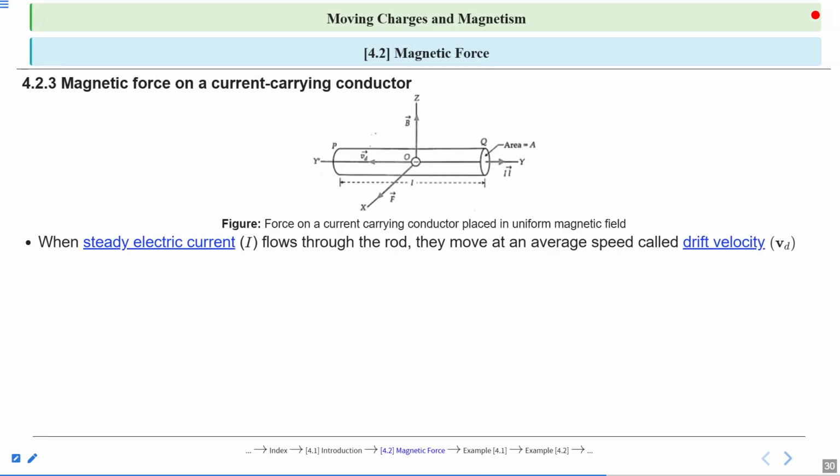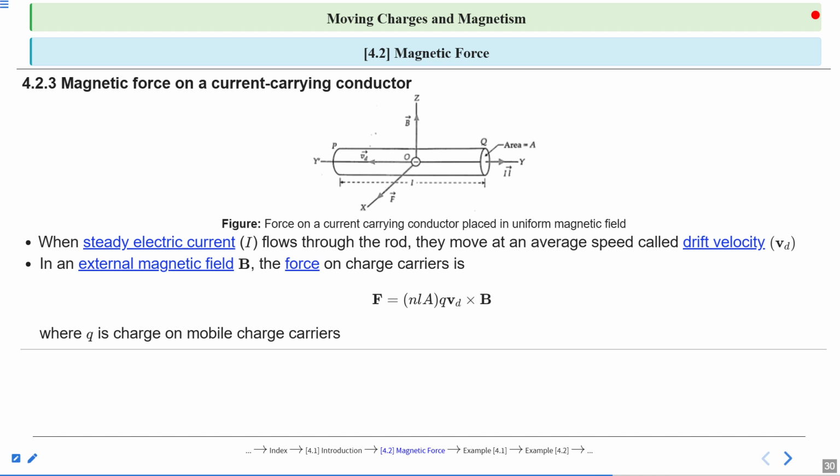Now when steady current flows through the rod, what is steady current? Constant current. They move at an average speed called drift speed. We have discussed in detail in the previous chapter, current electricity, that all the electrons move with an average speed called drift velocity, that is Vd.